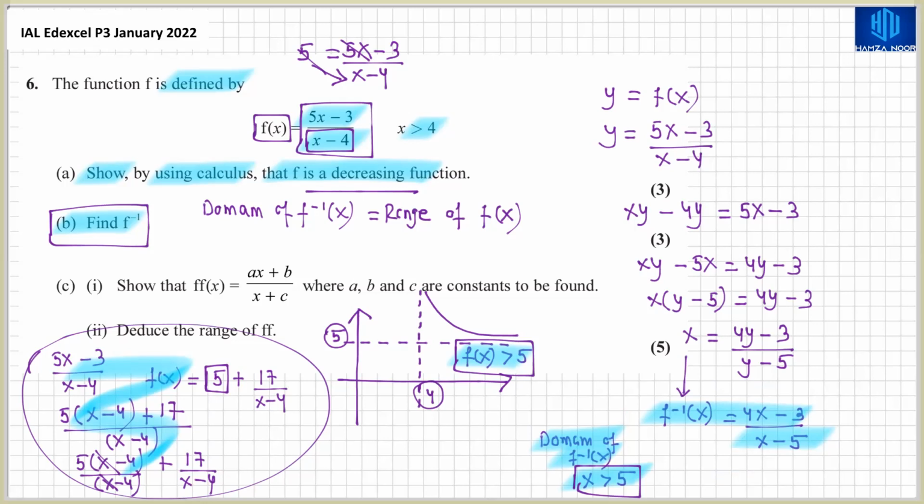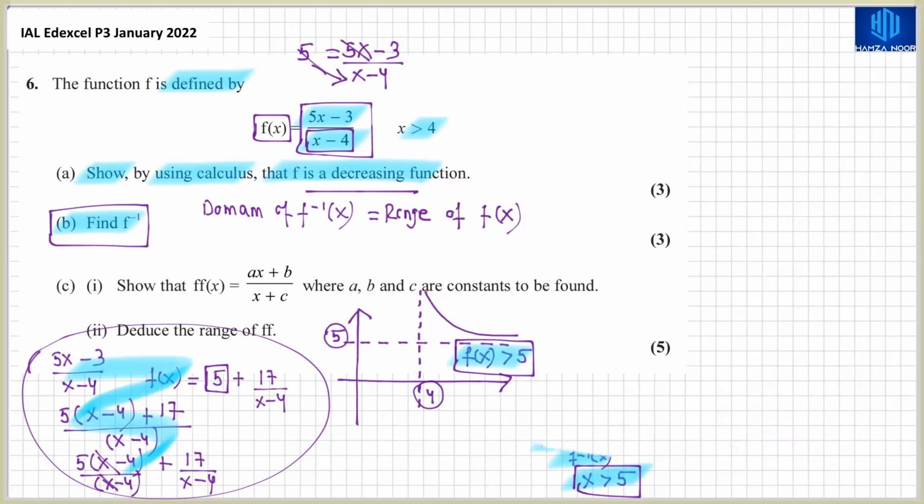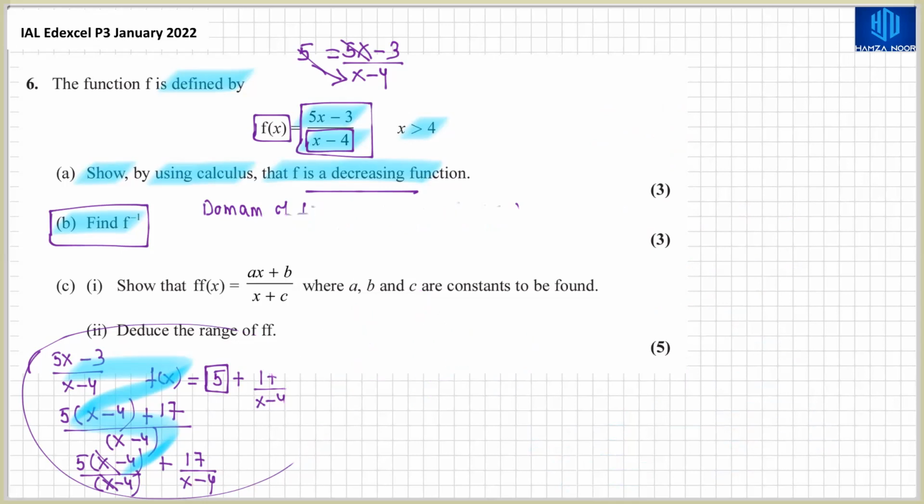Now let's move on to part C, and I'm going to erase this complete working in order to make space on the same page.